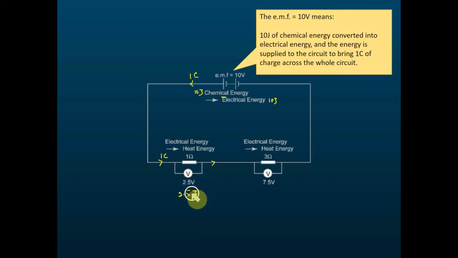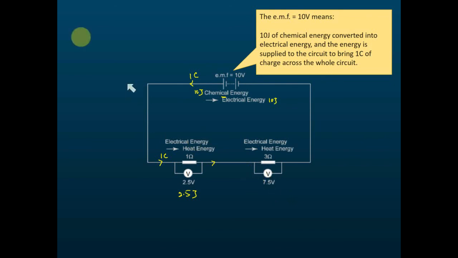Okay, so for potential difference, there's a change of energy or conversion of energy from electrical to other forms of energy. For EMF, it converts other forms of energy to electrical, but potential difference is from electrical to other forms of energy. We give 10 joules to the circuit. We use 2.5 joules to move the 1 coulomb of charge from this point to this point. Okay, from here to here, no work is done because there's no resistance.